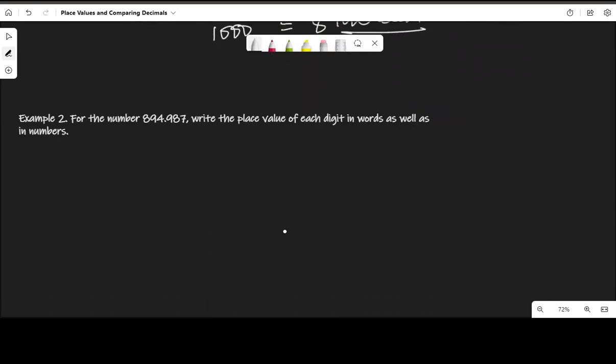Example 2 says, for the number 894.987, write the place value of each digit in words as well as in numbers. Okay, first of all, let me write the number: 894.987. The place value of 4 here is 10 to the power 0. That of this 9 is 10 to the power 1. And here is 10 to the power 2. For this 9 it is 10 to the power negative 1. This is 10 to the power negative 2. And this is 10 to the power negative 3.